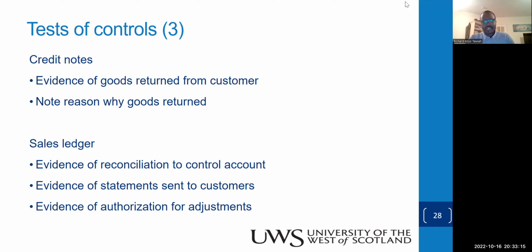Have there been some discounts given to some customers? Is it reasonable? Statements sent to customers, and then of course, if there's been any adjustment, who authorized it.